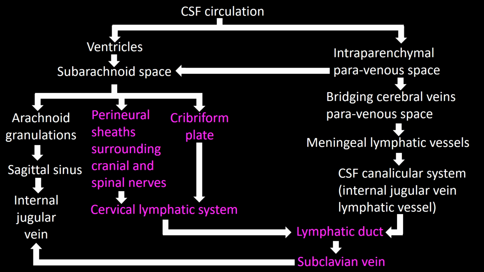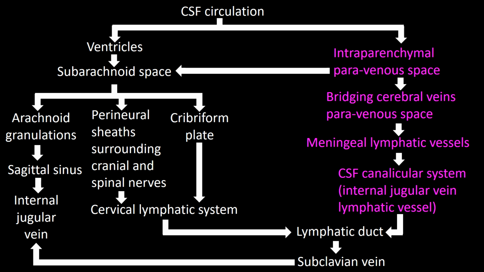So we have discussed the passage of perineural supranuclear CSF to the internal jugular vein. Now let's look at the last route. The CSF in the intraparenchymal paravenous space may travel in the breaching cerebral veins' paravenous space to the meningeal lymphatic vessels to reach the internal jugular vein lymphatic system, which has been called the CSF canalicular system. From there to the lymphatic duct, subclavian vein, and internal jugular vein. In the next few frames, I will illustrate this system.